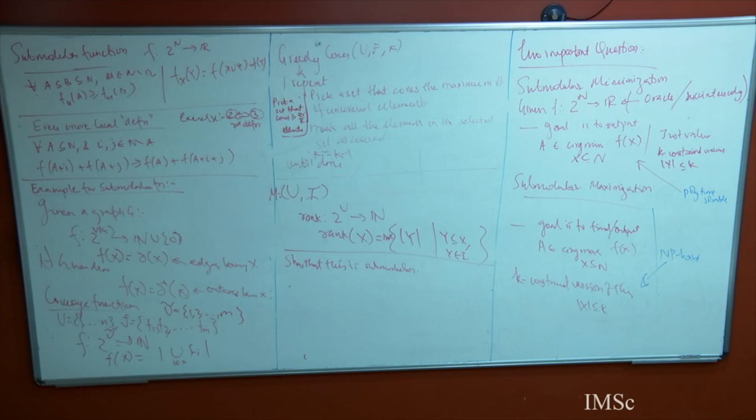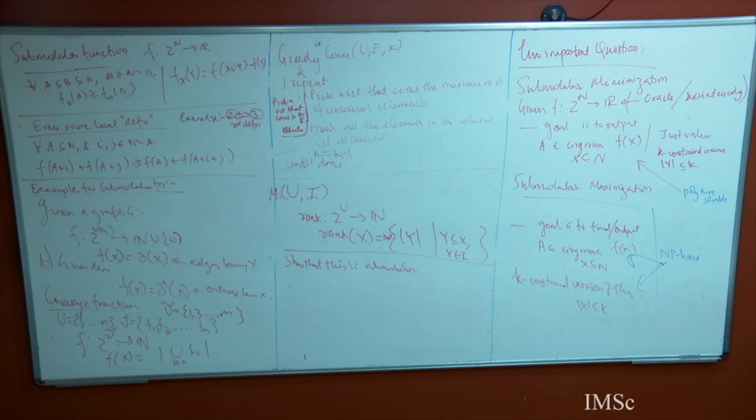Max cut. Yeah. Right. So max cut will give you that this is NP hard. Max k coverage will give you that this is NP hard. Right. So this is NP hard. So maximization is NP hard in general.